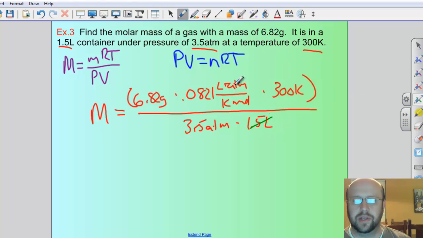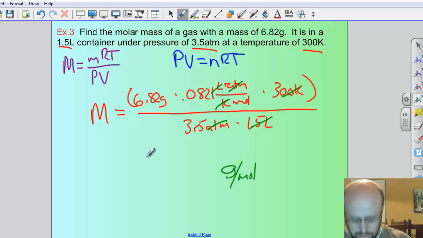Cancel out the units: liters, Kelvin, atmospheres. What am I left with? Grams over moles. Oh my gosh, grams over moles are the units of molar mass. So you just punch all that into the calculator. Nothing terribly complicated there. And it's going to kick out 32 grams per mole.